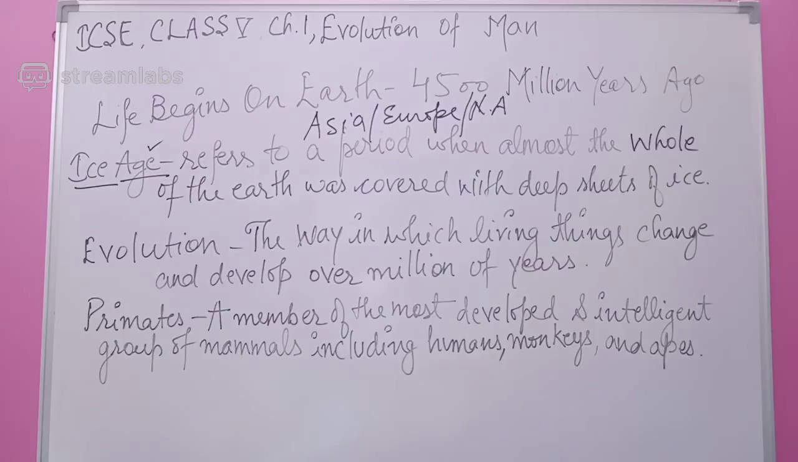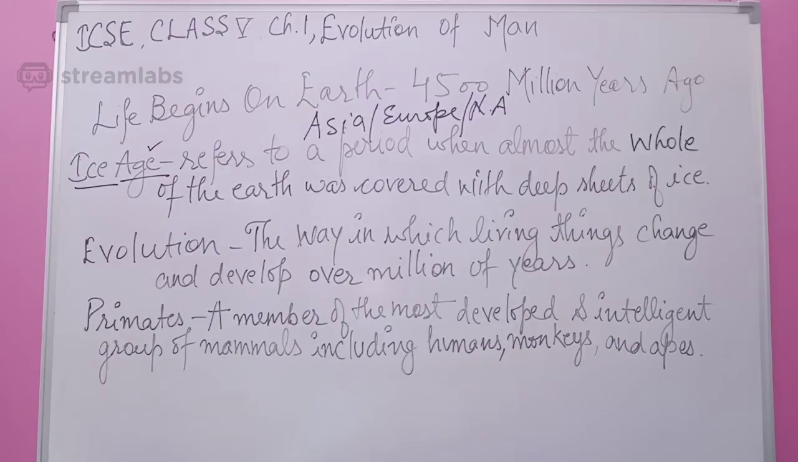The ice age is a period of long-term reduction in the temperature of Earth's surface. Long-term reduction means the temperature of Earth's surface is going down. Early man made great progress in this ice age.